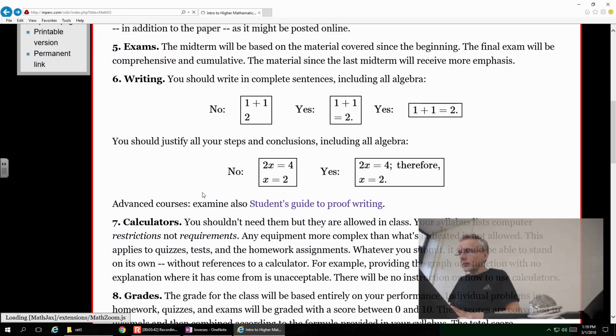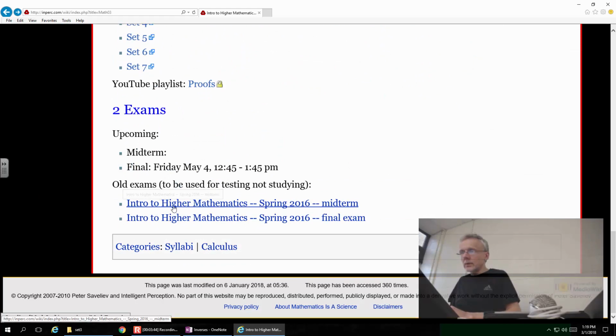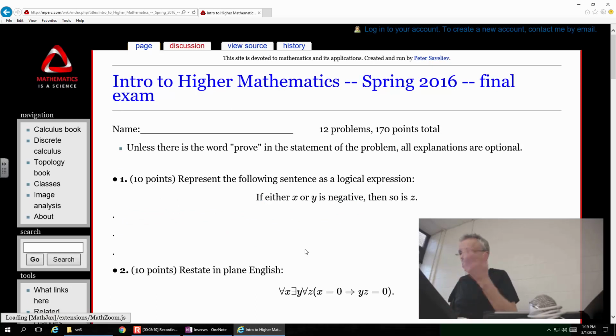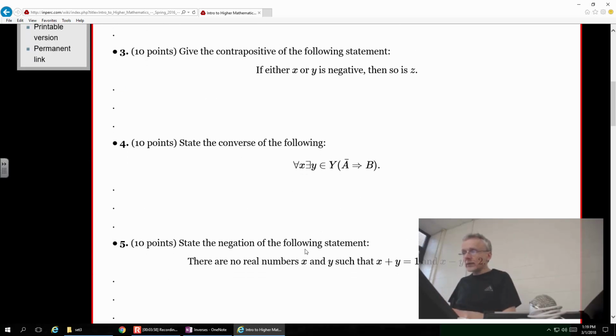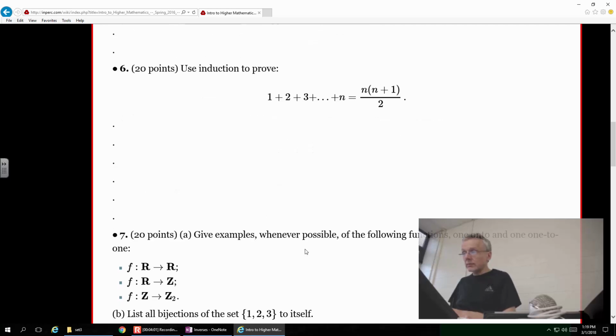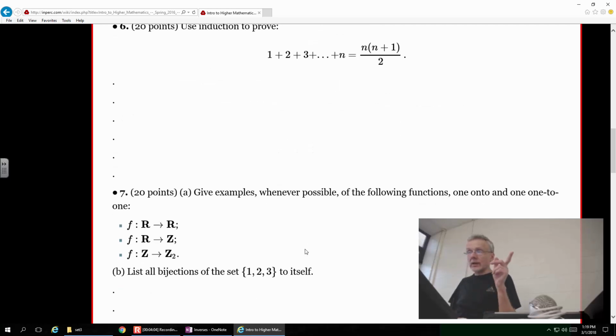Okay, if we scroll all the way down, the final exam from 2 years ago. Some of the problems are similar, as you can see. This is very similar to what we just talked about. Contrapositive, converse, negation, induction. Examples, and this one is not on the sample test, but we did talk about that. So that could be a problem for you to consider because that would be appropriate for the upcoming test. Give an example whenever possible of the following functions: one onto and one one-to-one.